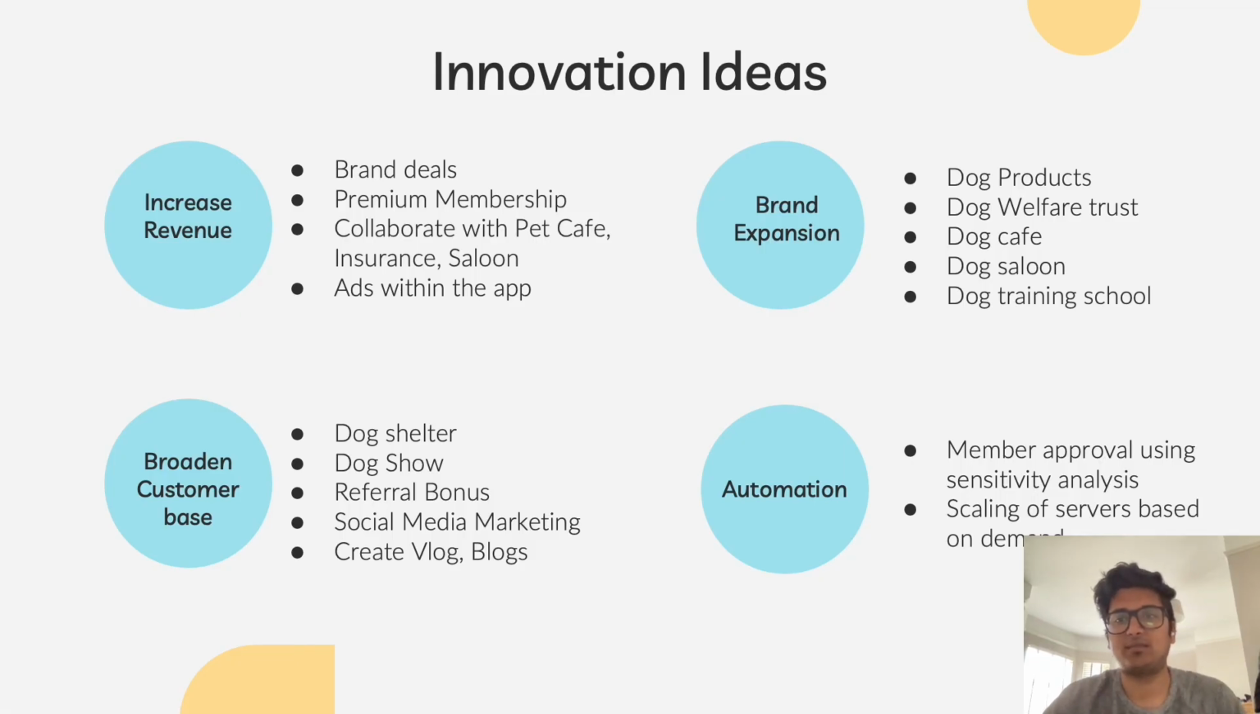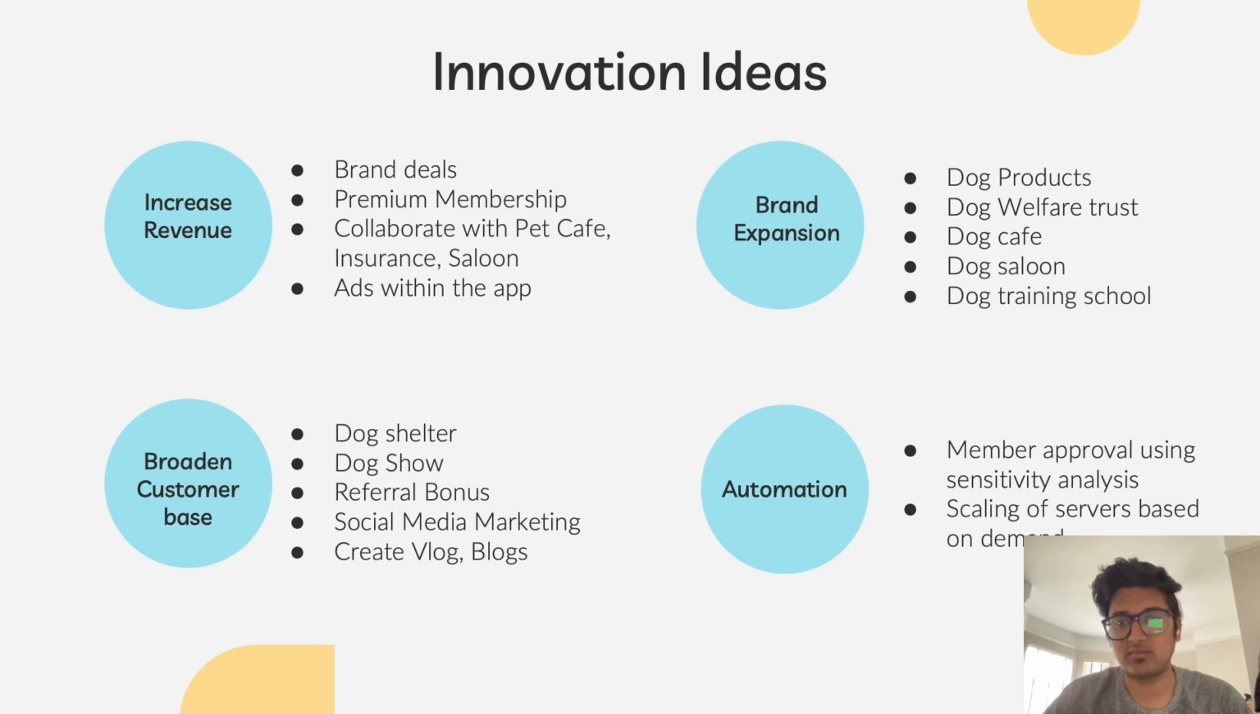The following are some innovative ideas for Natalia. In order to increase the revenue, Natalia can sign brand deals and also add a premium membership feature within the app. And she can also collaborate with pet cafes, insurance providers, and salons. Also, she can now have advertisements within the app.